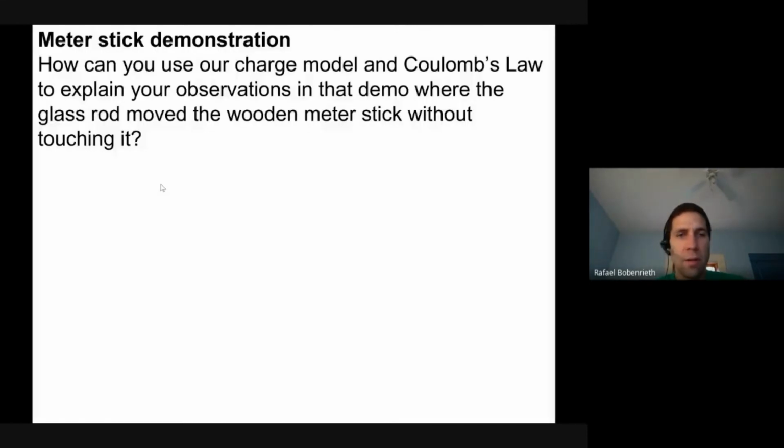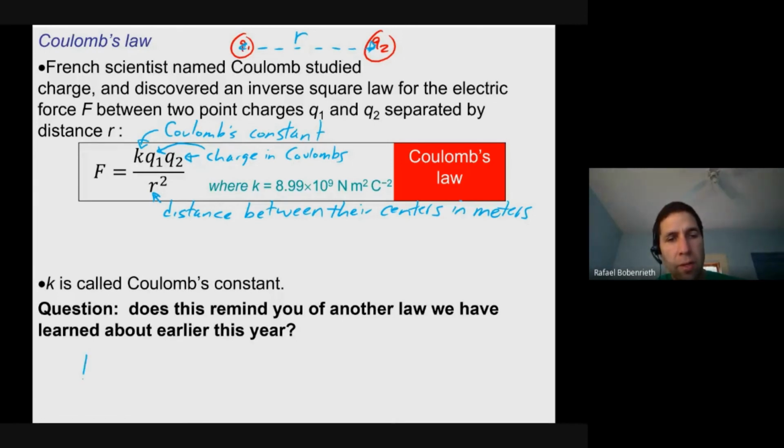Because if you recall, let's go back, sorry. You recall that law was G m1 m2 over r squared. So notice we replace the masses with charges. Distance is the same, it's an inverse square law. We just have a different constant. Instead of the gravitational constant, we have Coulomb's constant.